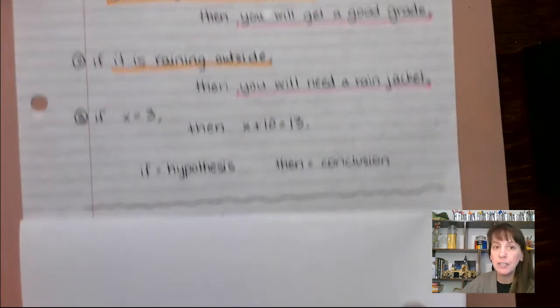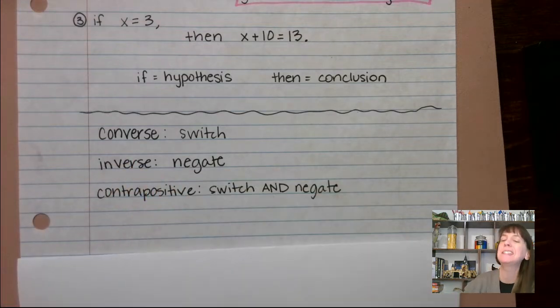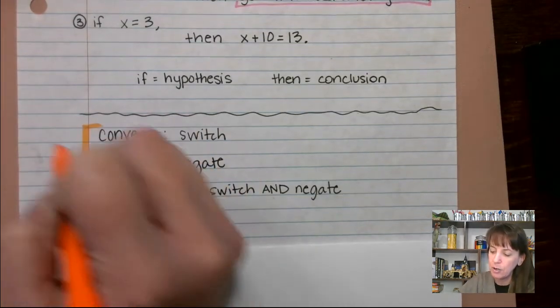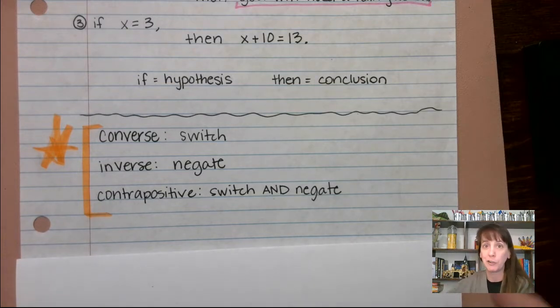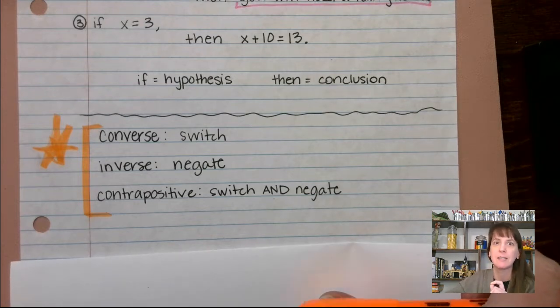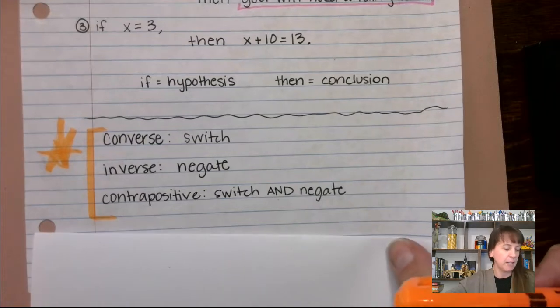Okay, the other thing that's really important that you write down are these guys. Converse, we're going to switch. Inverse, we're going to negate. And contrapositive, we're going to do both. We're going to switch and we're going to negate. Write that down in your notebook. You are definitely going to want to refer to this. You should have a whole section of your notebook that is just notes on things that you're going to go back and refer to over and over again, because there's going to be a bunch of things that I'm going to have you write down that you're going to be doing.